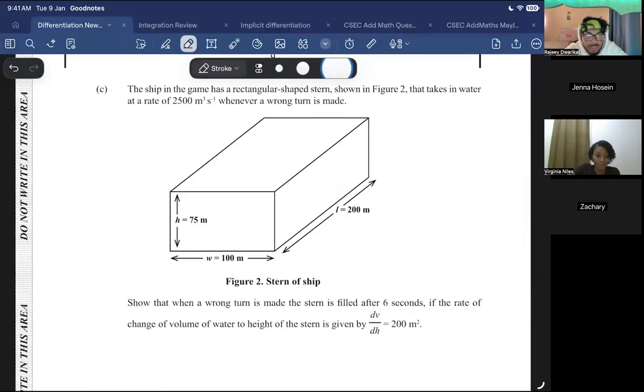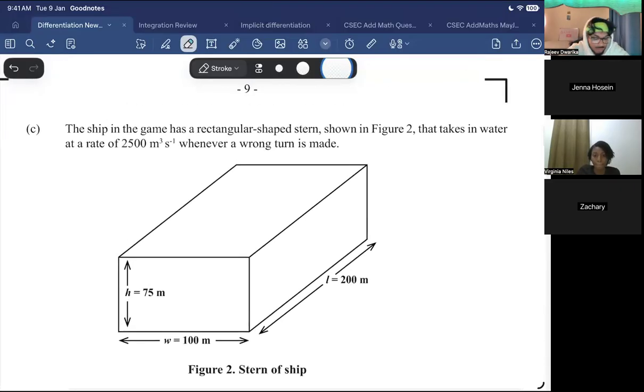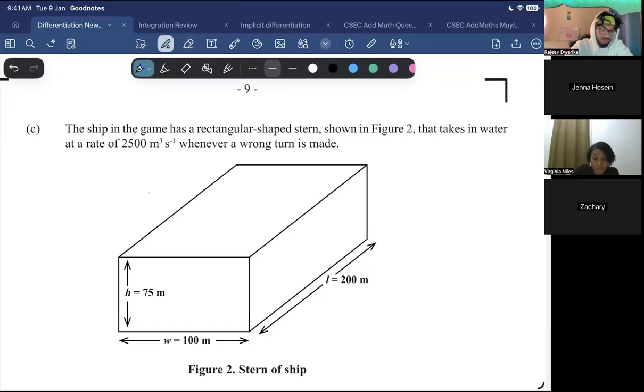Okay. So the ship in the game has a rectangular shaped stern, shown in figure 2, that takes in water at a rate of 2500 meter cube per second whenever a wrong turn is made. So what piece of information are they giving us? What rate of change is that? Oh wait, dV/dt. Right.